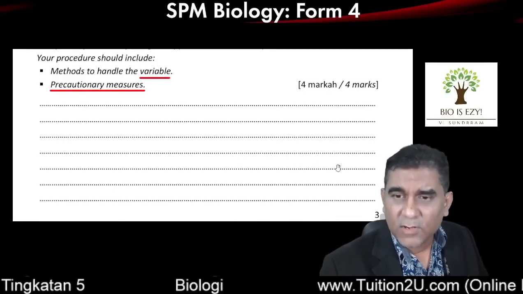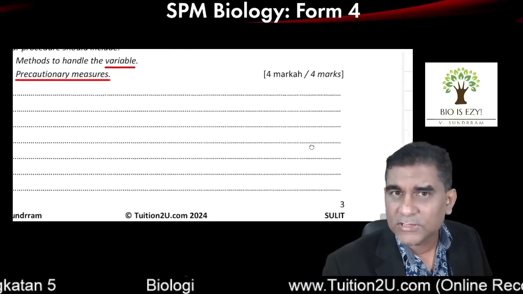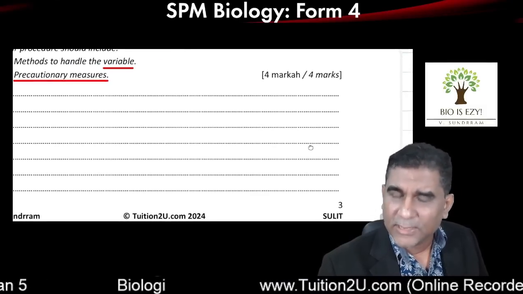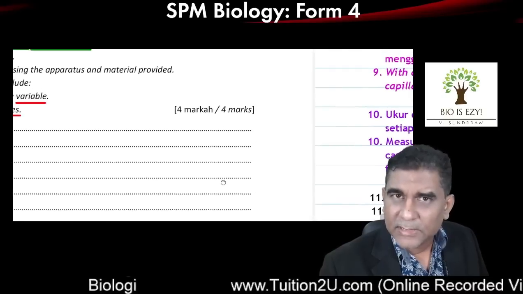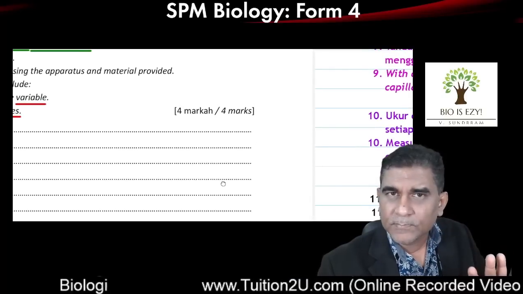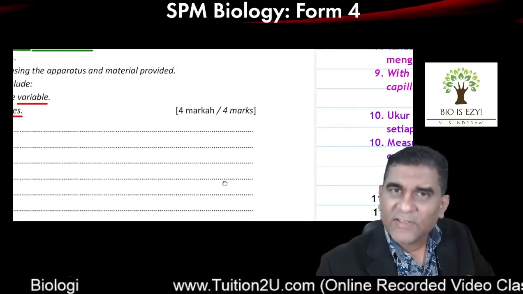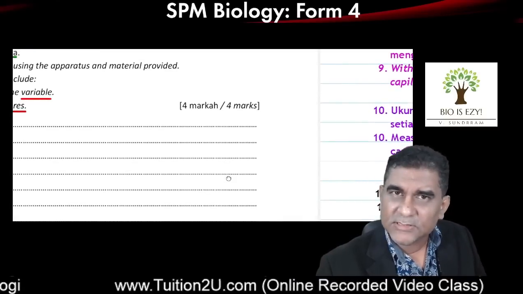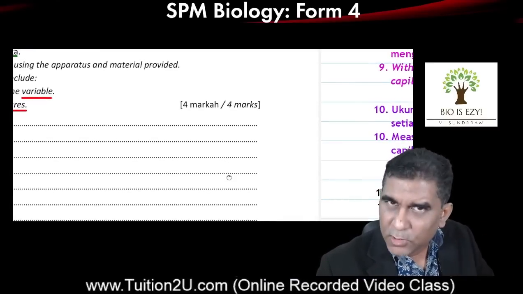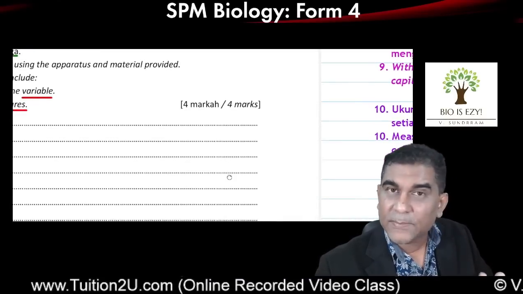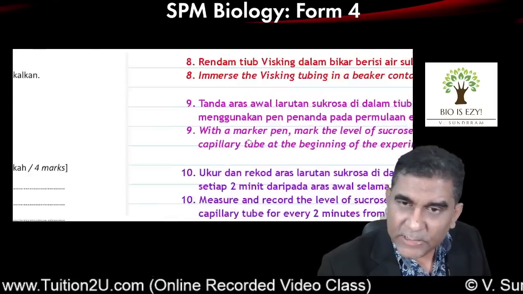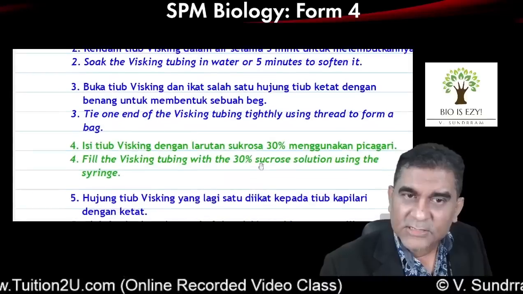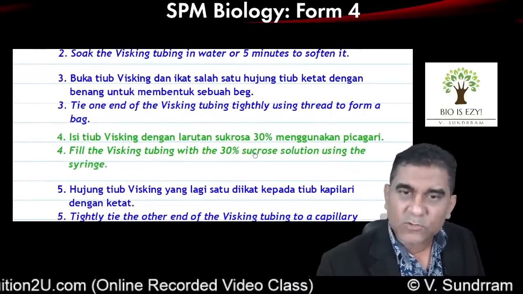Precautionary measure, you have a lot. You need to have around 4 sentences. If you want to add more, also take your choice. The more, the better by right. But the main part, how do you control the variable? What is the precautionary measure you must have in the answer? Bagaimana mengawal pemberi ubah? Apakah langkah-langkah berjaga? Mesti ada. So, daripada banyak-banyak penerangan yang ada dekat sini, yang warna hijau ini saya akan tulis.